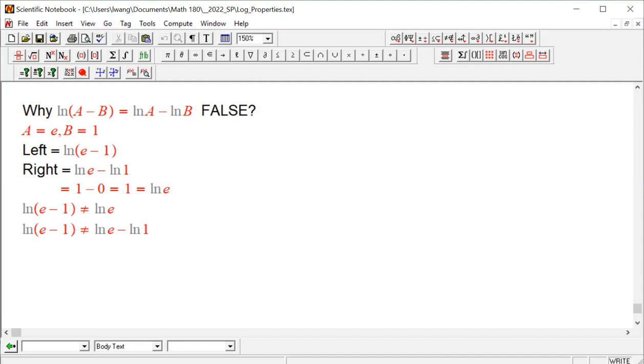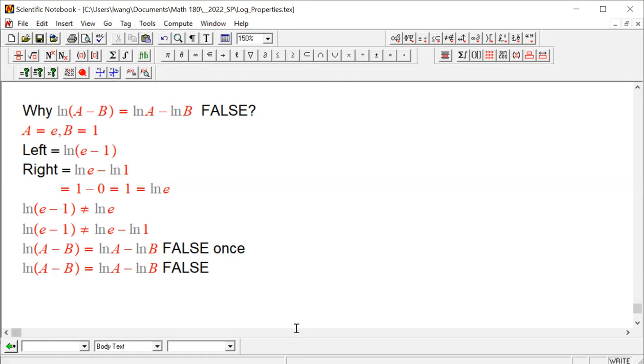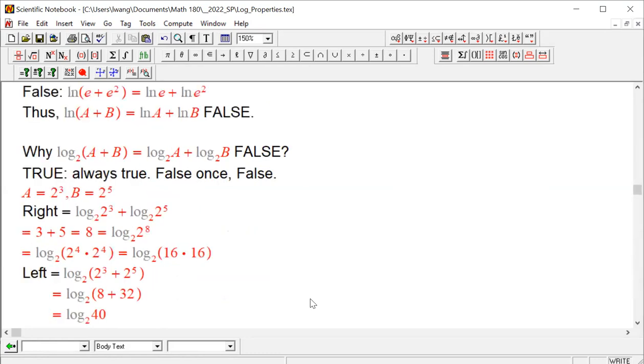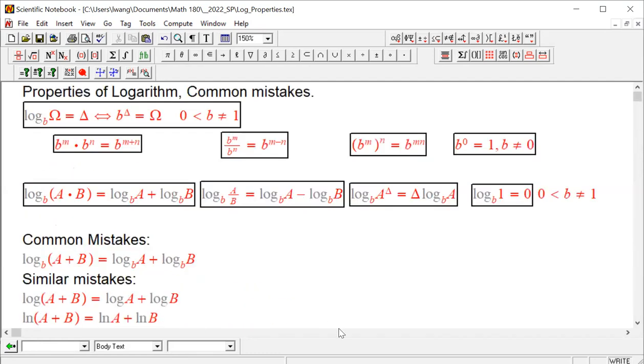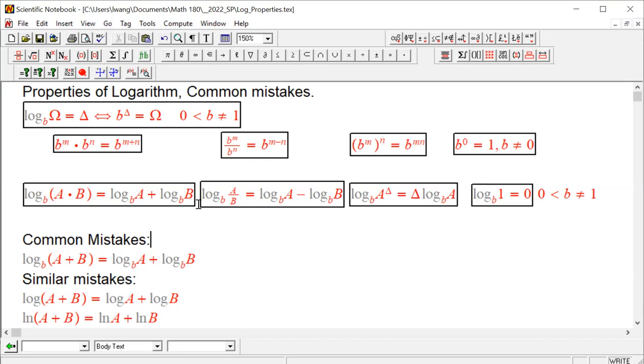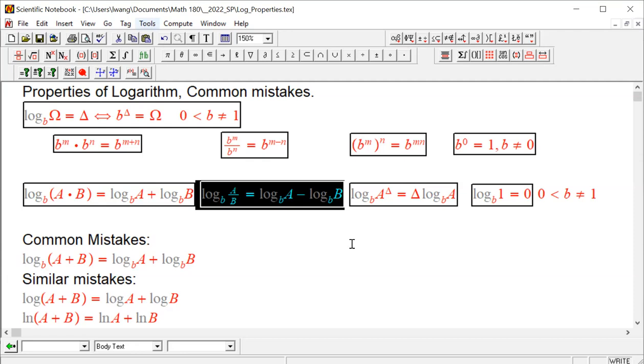Okay, and it also means that this piece is false once. False once is false. So this is the narrative. This is the second category of terrible mistake. And there's another mistake. Usually we don't have a lot of mistakes, but this one has another mistake related to this piece.